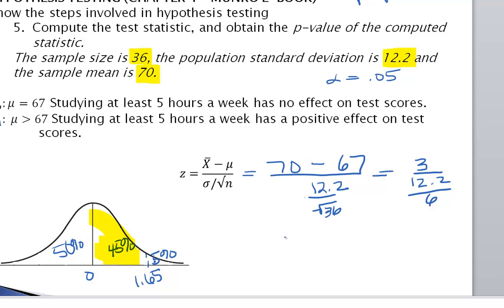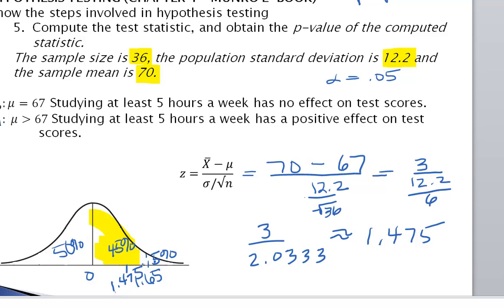Then the next thing I'm going to do is 12.2 divided by 6, and I'm coming up with about 2.033. And I'm going to take the 3 and divide it by 2.033, and I'm coming up with around 1.47. So my test statistic comes in someplace around here, 1.475 when I round it. So that is not in the rejection region.